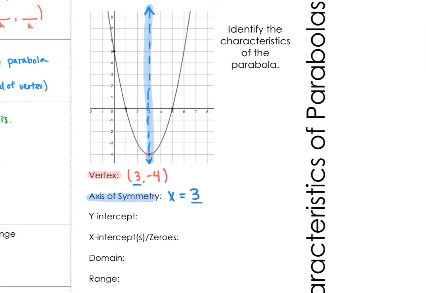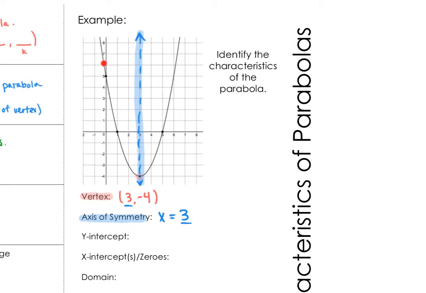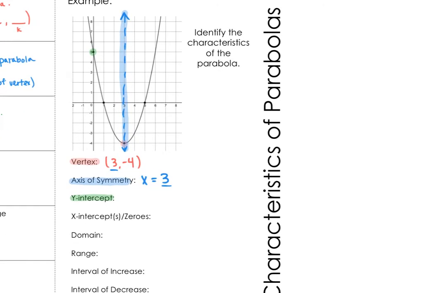Okay, so looking at our example here. So here's our parabola. And the point where it crosses the y-axis is right here. So the y-intercept is that point right there, and it crosses at 5. So the y-intercept is going to be written as 0, 5.